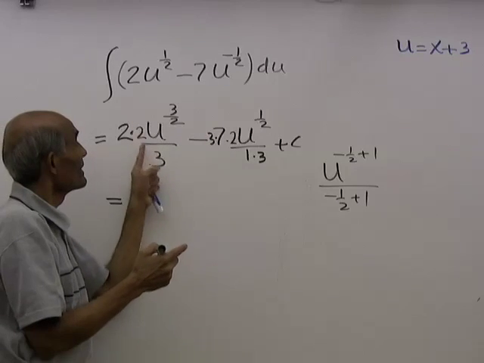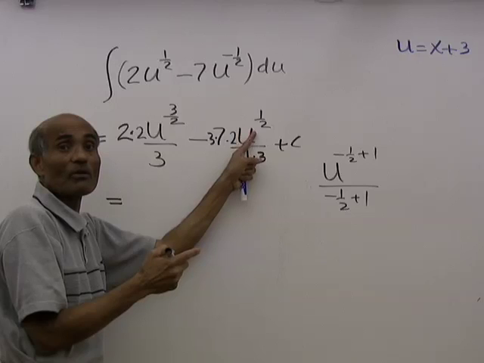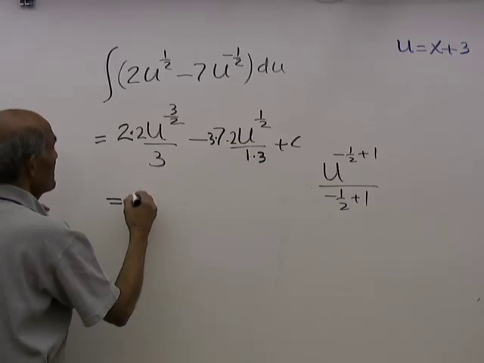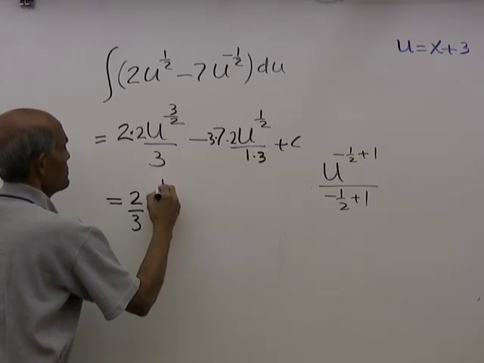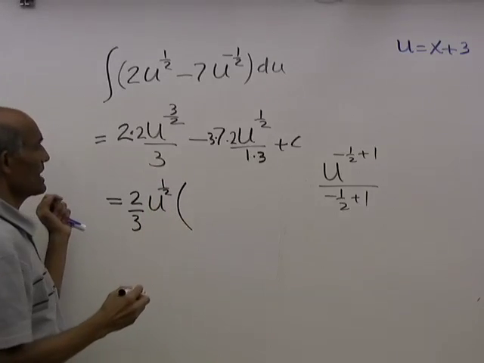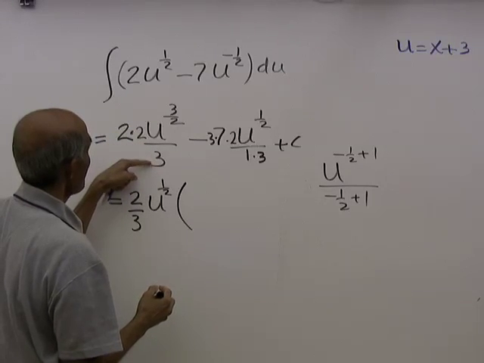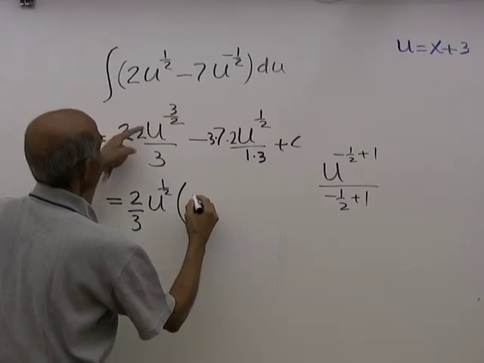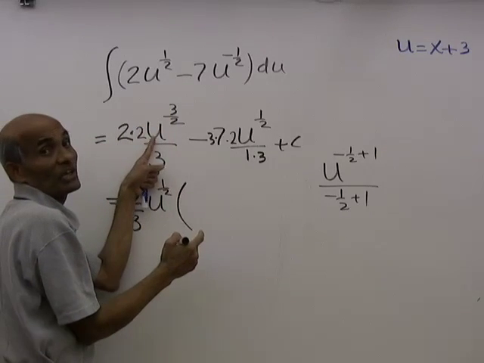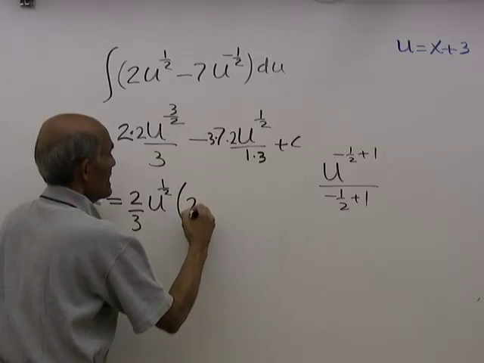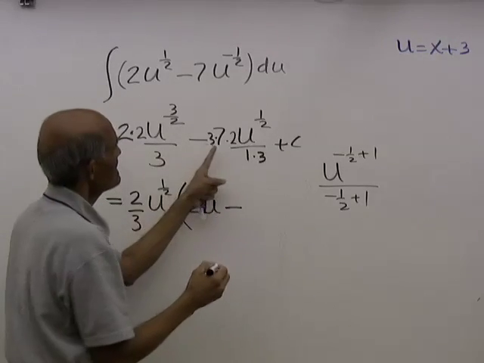2/3 common from both terms and u to the power of 1/2 common. So I'm going to say 2 over 3 u to the power of 1/2 comes out. What is left here? 2/3 has come out. What is left here is, look at that, u to the power of 3/2 came out. What is left is a u. So that is 2u is left there, minus what is left here.